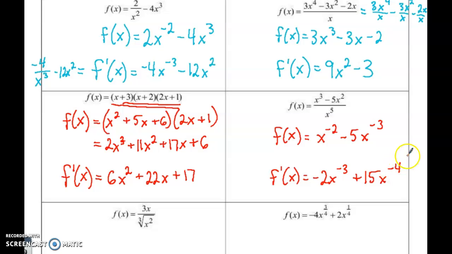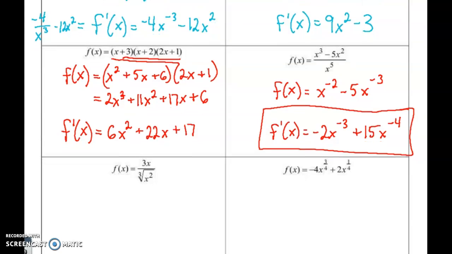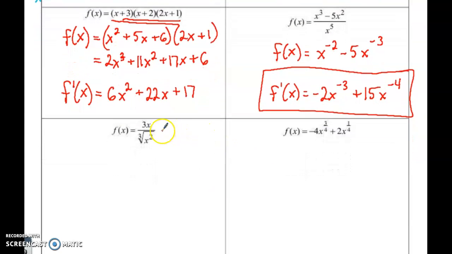And you can rewrite this, but I'm short on time. I just want you to recognize that this is correct. So you can rewrite this as negative 2 over x cubed plus 15 over x to the fourth, and you could combine fractions somehow. I'm not going to do that. Again, this would be something that maybe you look at the exponents.